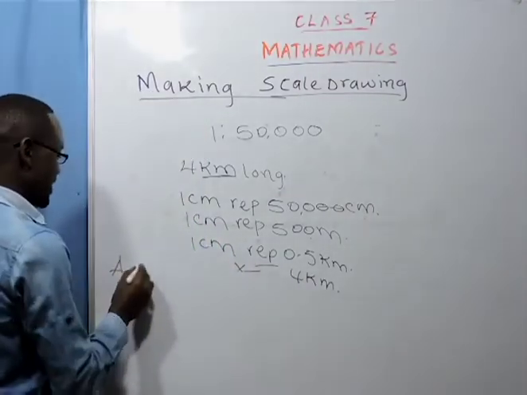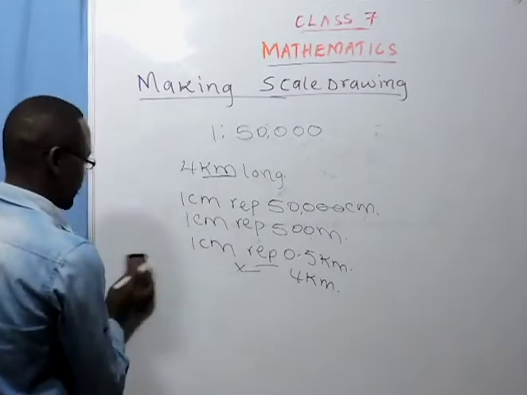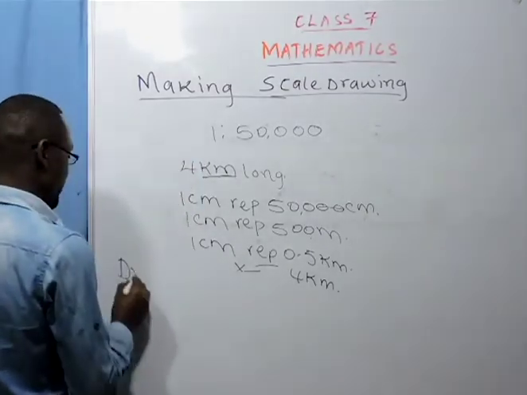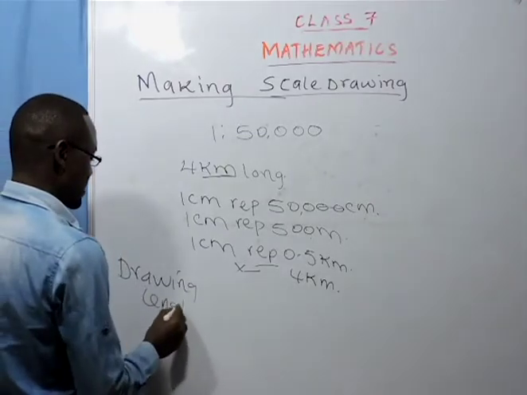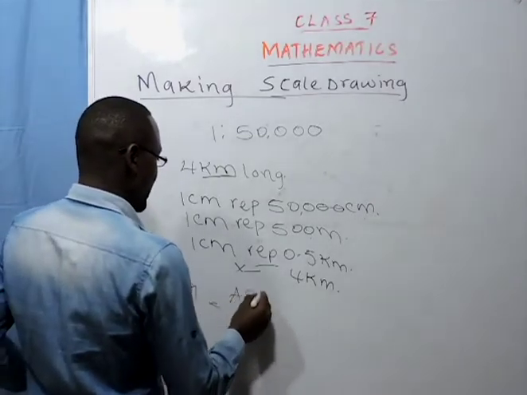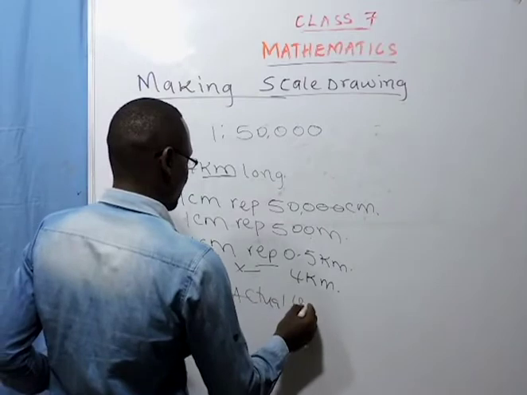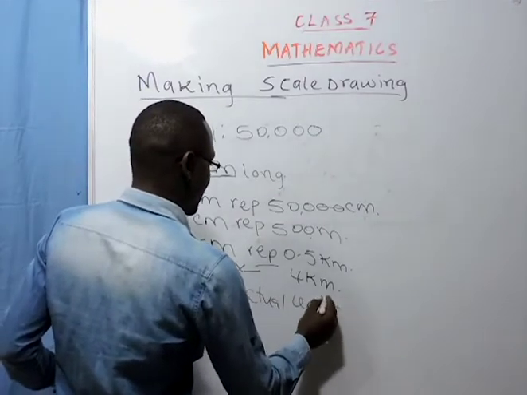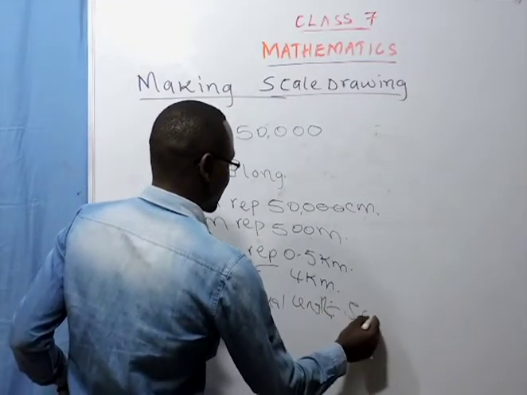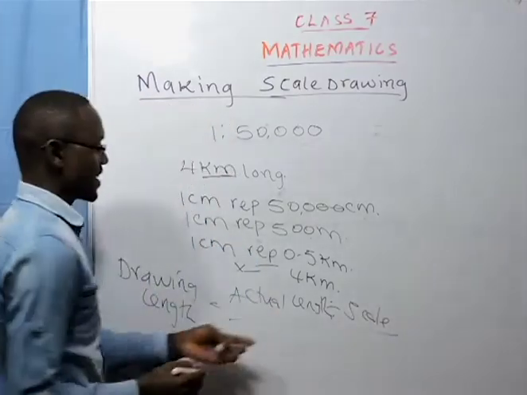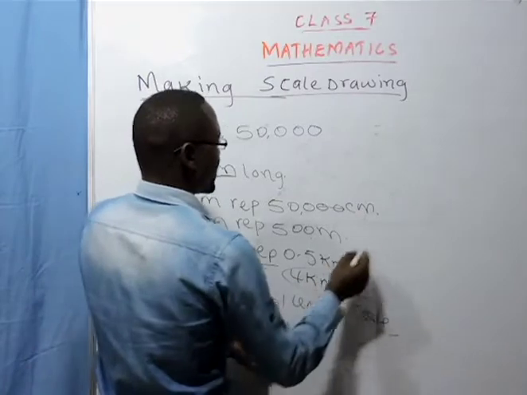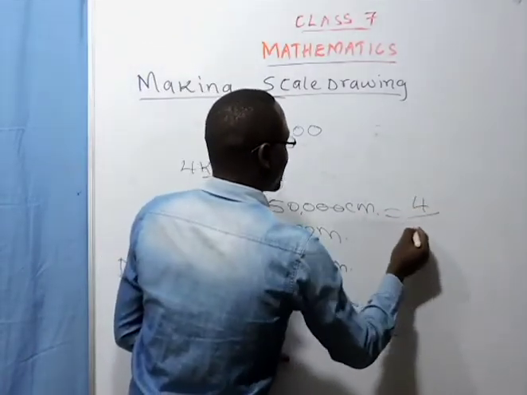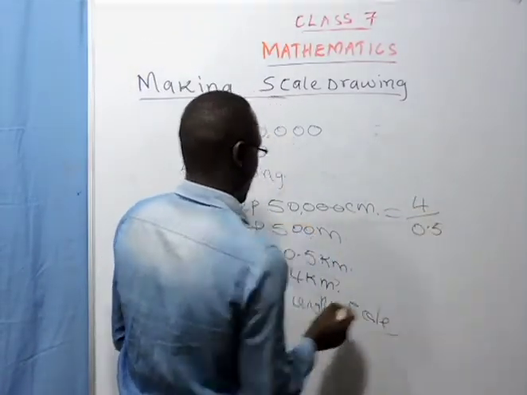In other words, to get the drawing length, we take the actual length divided by the scale. We get the actual length, we divide by the scale. In our case, the actual length is 4 kilometers divided by the scale, which is 0.5.